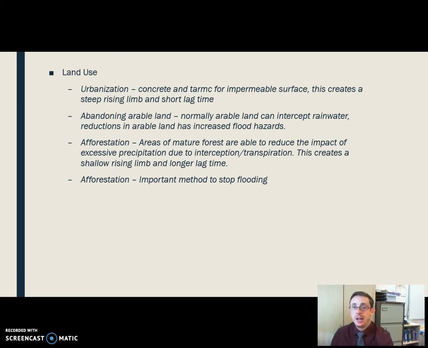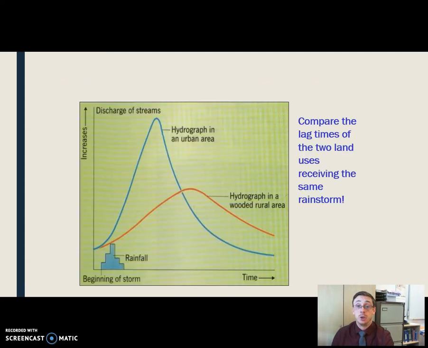If we can do that, it means when we think about the river itself, less water gets in all at once. The same overall volume of water is going to travel through that river system, but it's going to do it more slowly, so the risks associated with flooding are smaller.